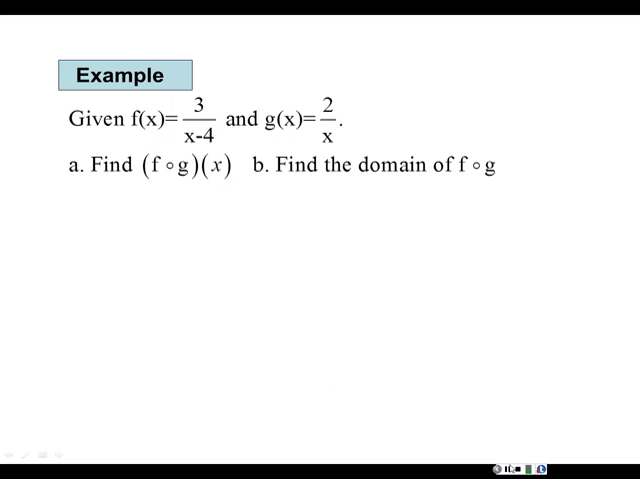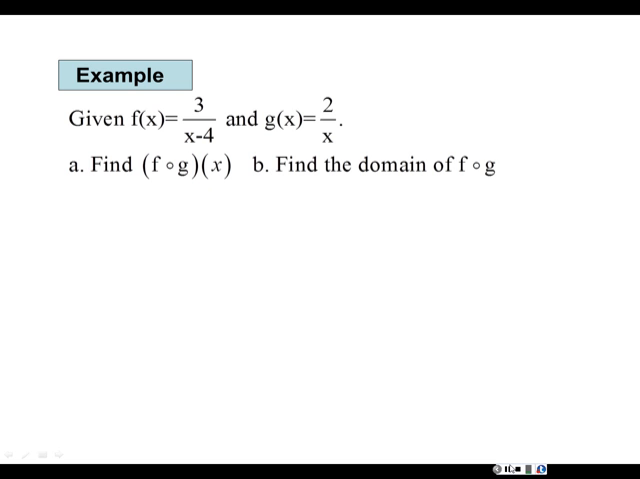Let's do it first. Now let's say we are given one f of x, and we are given g of x. Can we find f composite g of x? Now what is f composite g of x? It's nothing but f of g of x. Let me write it down first and see whether we can solve this composite function. So f composite g of x means f of g of x.